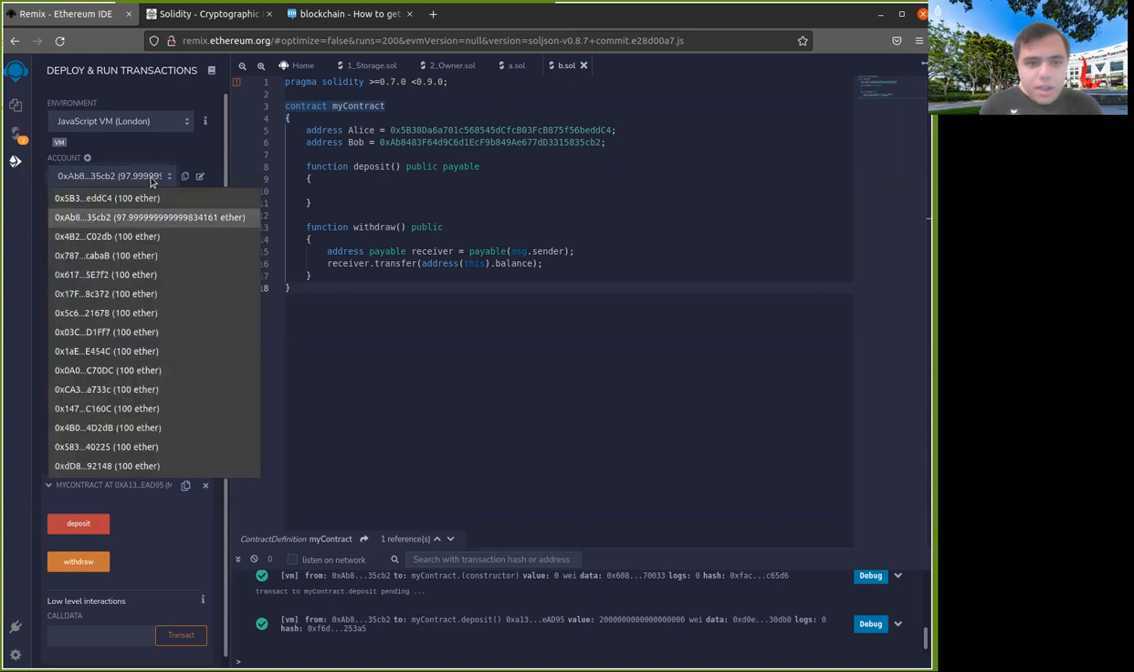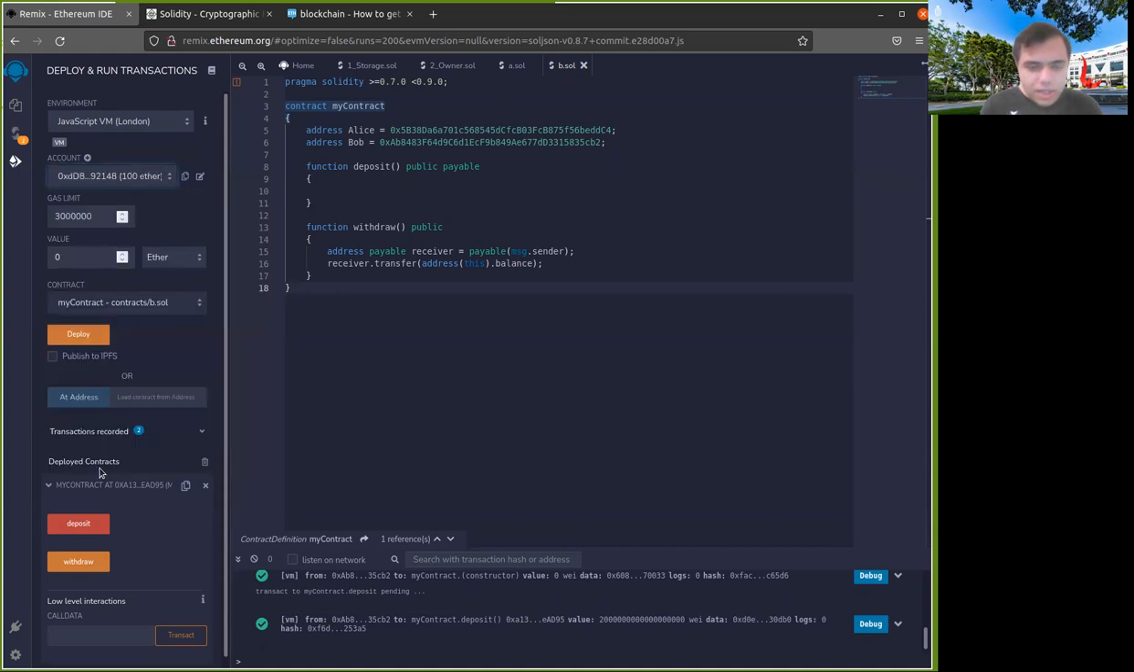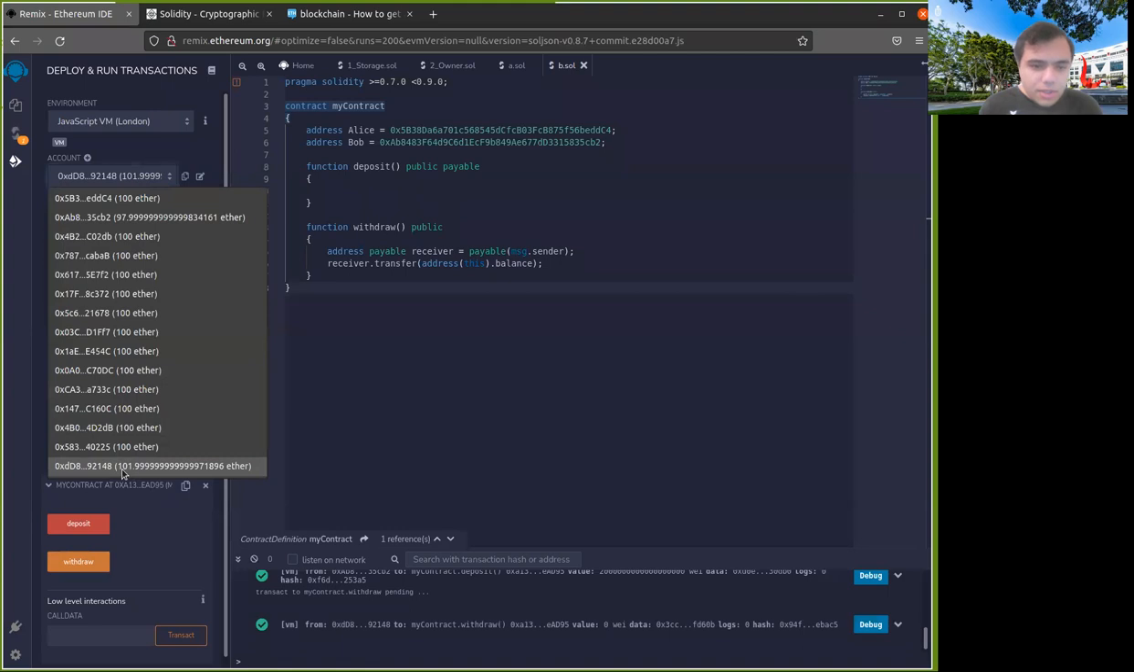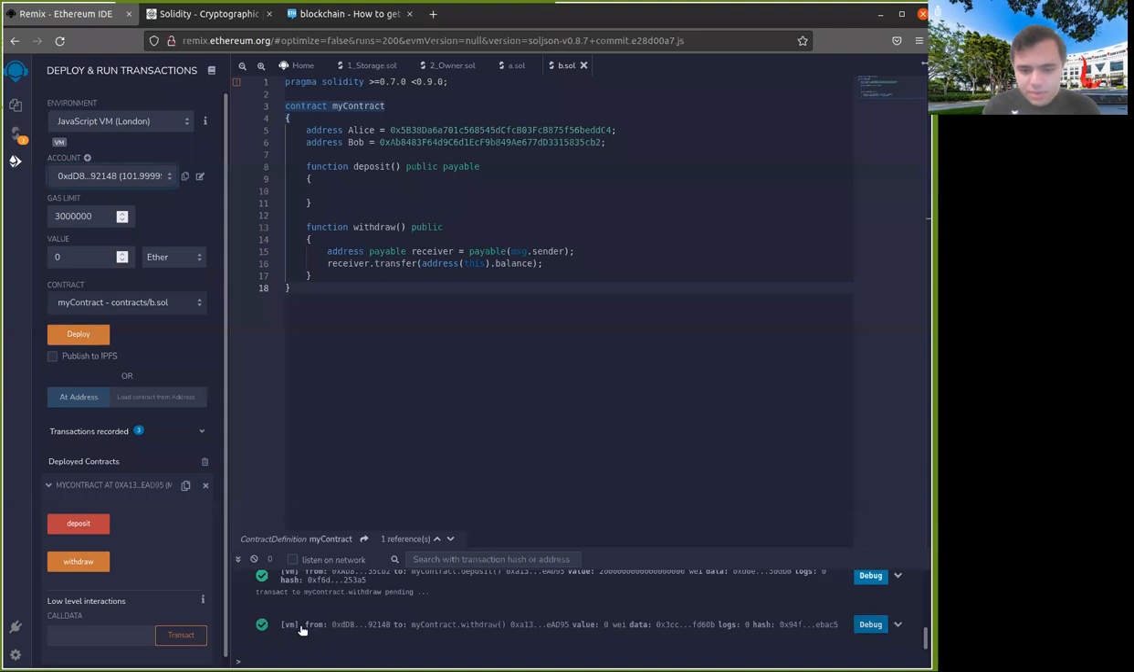Okay. Now, anyone else can call the withdraw function. So let's say I use this last account here and I call the withdraw function. And as you see, again, this was successful and my account got almost 2 Ether. So it got 2 Ether, but it also had to pay for the gas of the function call. So it's a little bit less than 2 Ether that is added to the balance overall. And you can see the details here as well.